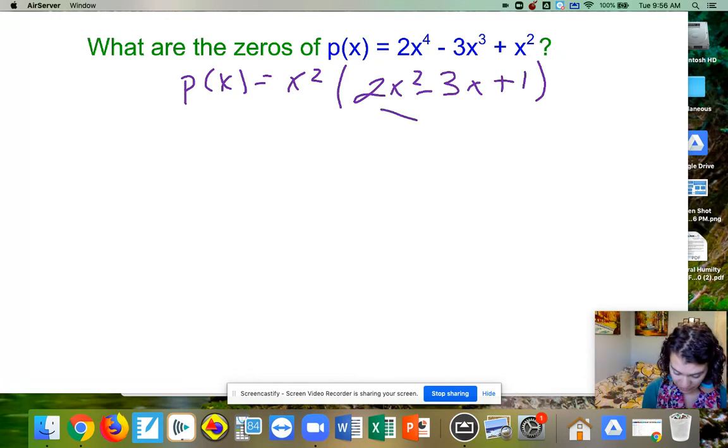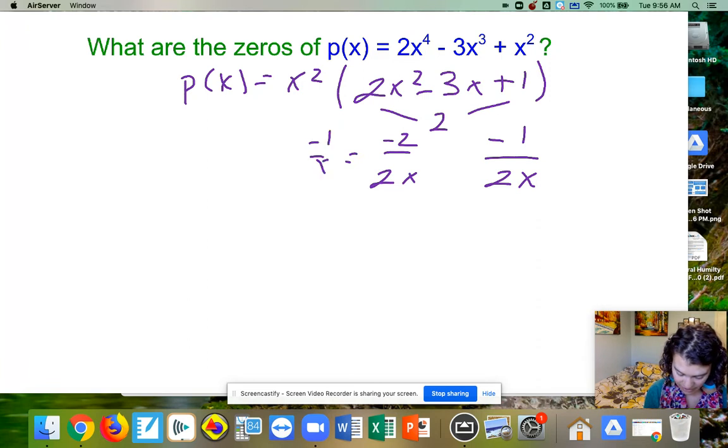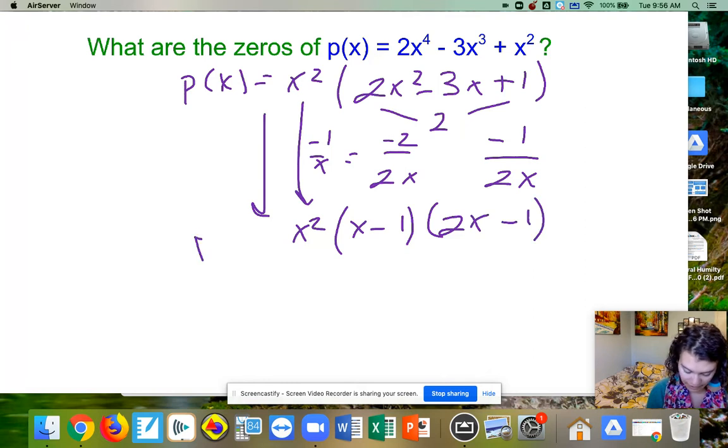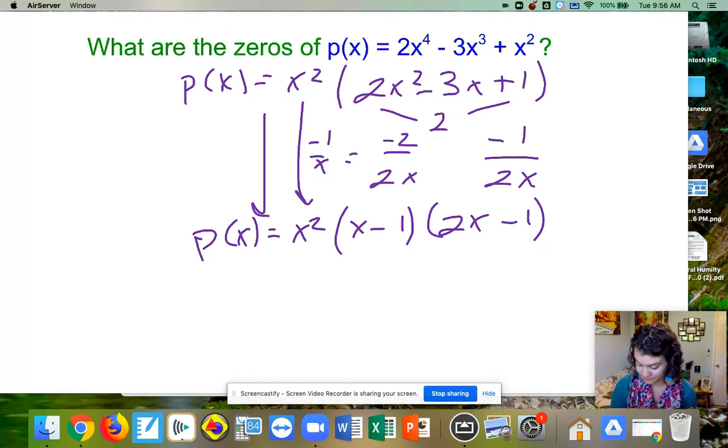We can. So again, the way I factor, you multiply those two together. So what multiplies to be 2 and adds to be -3 would be -2 and -1 over your coefficient in x. This simplifies to -1 over x. So you get x squared, don't forget to bring this down, times x minus 1 times 2x minus 1. Again, you can factor however works for you, but that's my method of factoring.